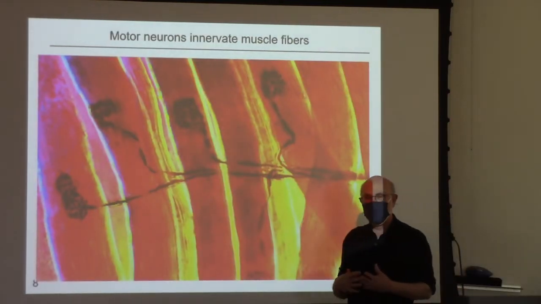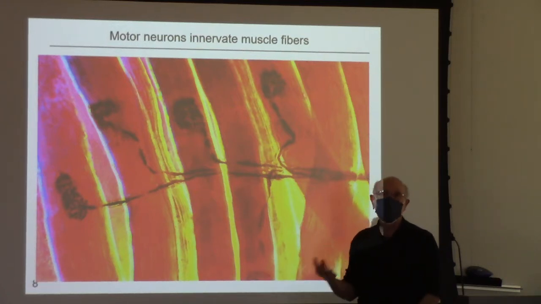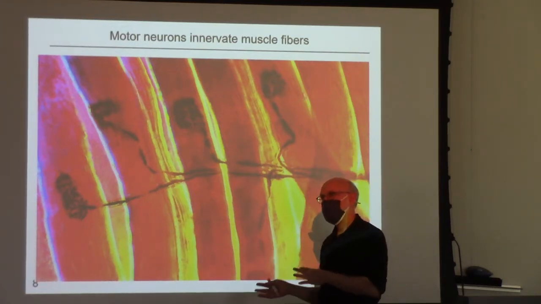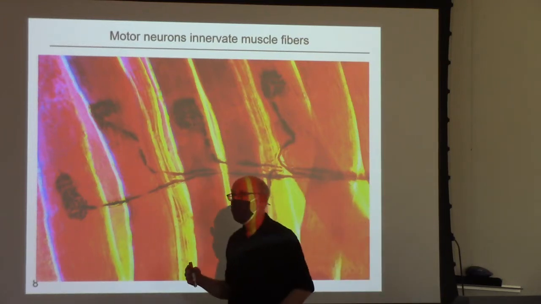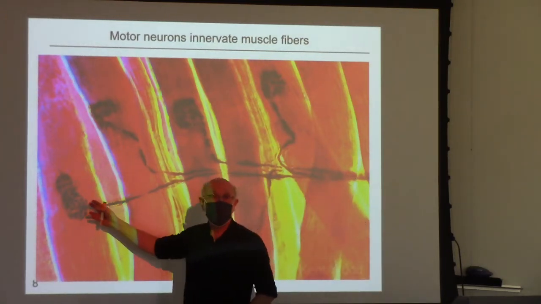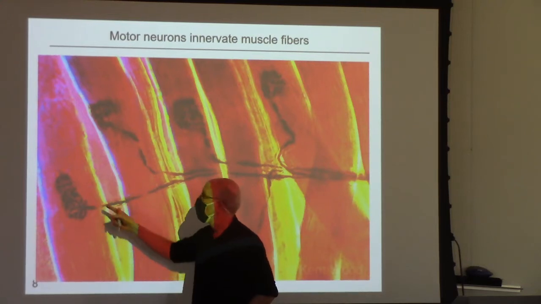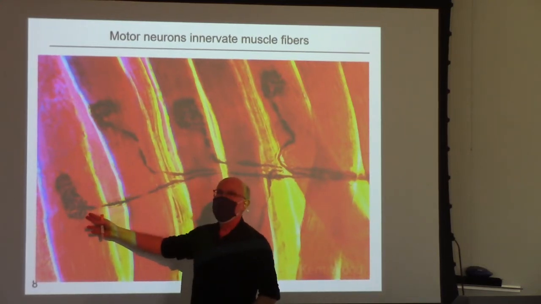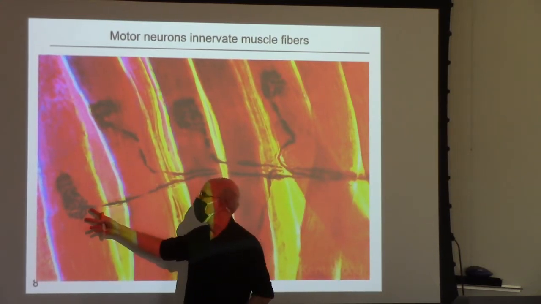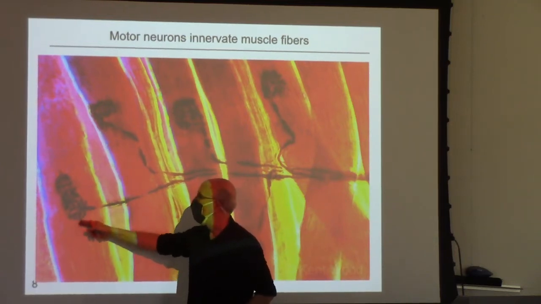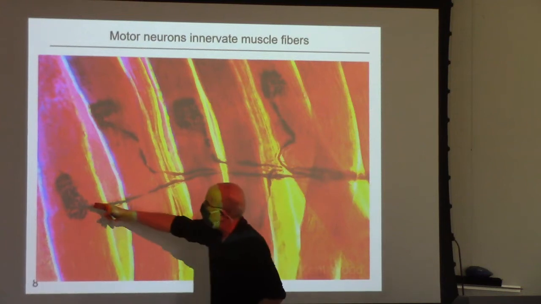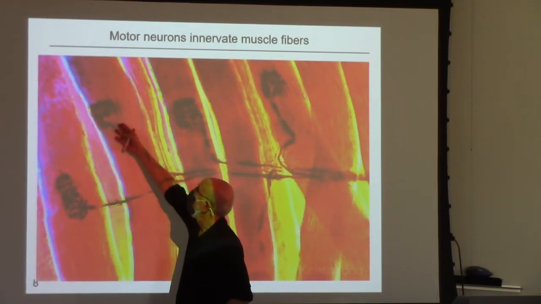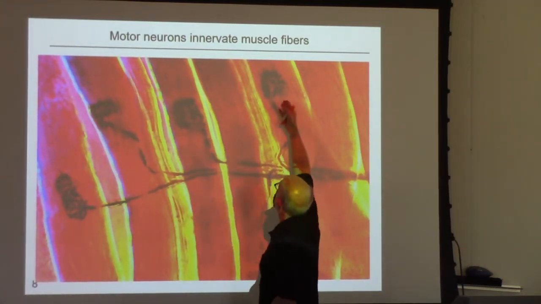Each muscle fiber, each muscle cell, remember a muscle cell and a muscle fiber are the same thing, is innervated by a motor neuron. So here is the motor end plate. It's got a name. It's the neuromuscular synapse. So here is the synapse on this cell. And here's the synapse on this cell, and this cell, and this cell.